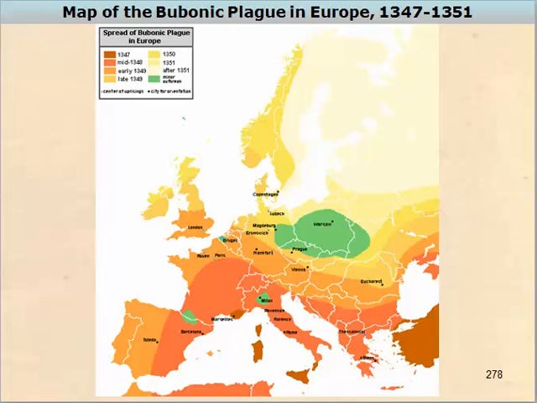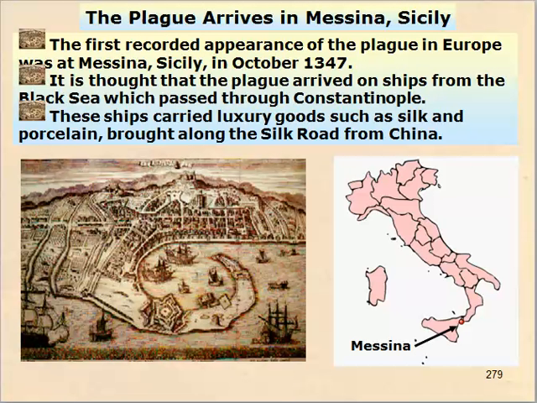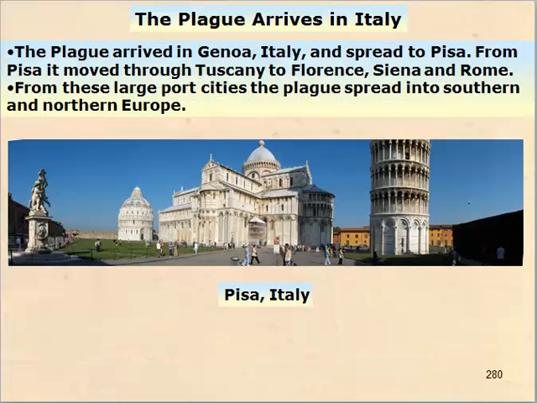So the map of the bubonic plague here, and you can take a look and follow the key on that. It arrives in Messina, Sicily. The first recorded appearance of the plague in Europe was in Messina. It was thought that the plague arrived on ships from the Black Sea which passed through Constantinople. These ships carried luxury goods such as silk and porcelain, brought along the Silk Road from China.